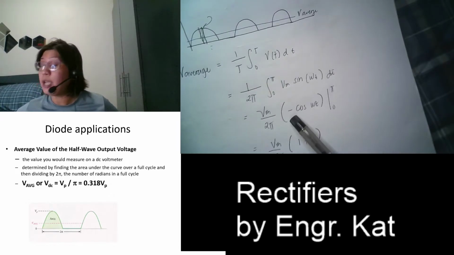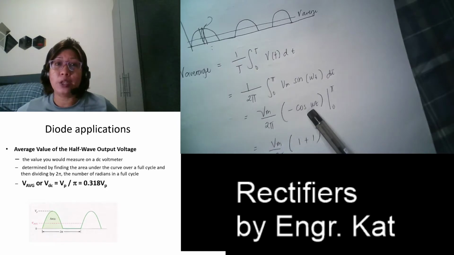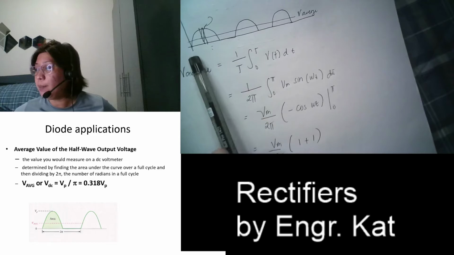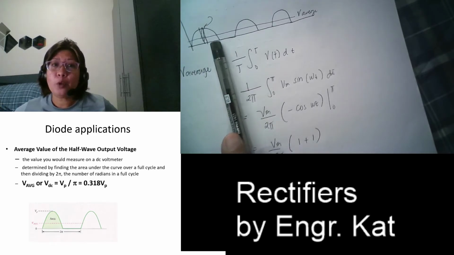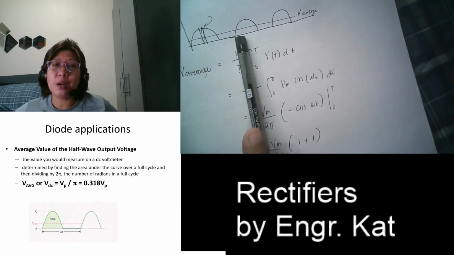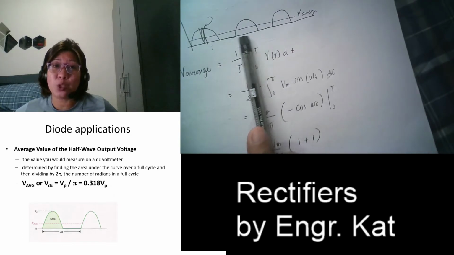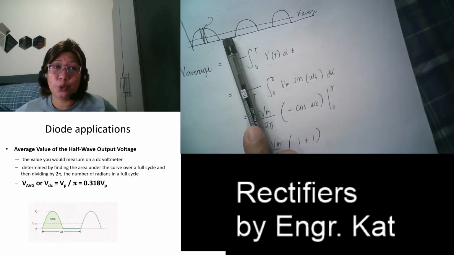The integral of sine omega t is negative cosine omega t, from 0 to pi. Okay, why 0 to pi? Because we are only considering one half cycle, because the next half cycle is equivalent to 0, since the diode is reverse biased. We cannot see any output during that one.